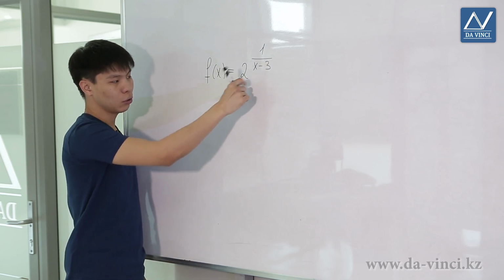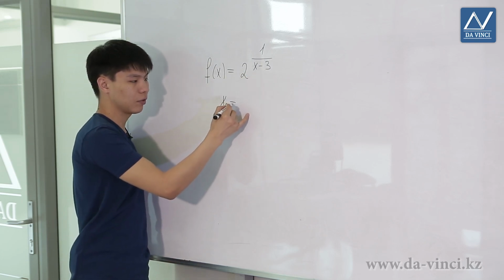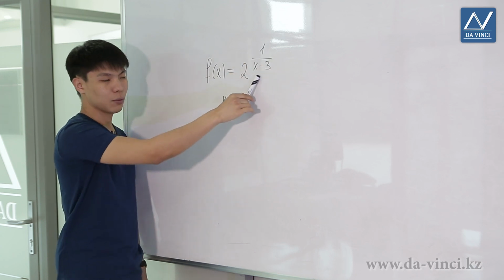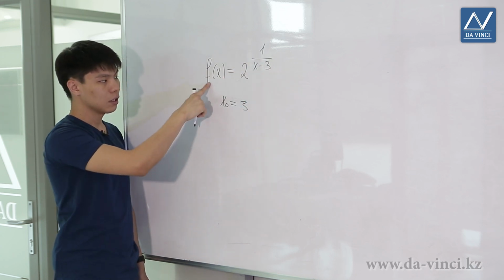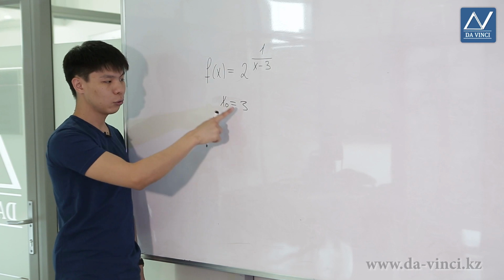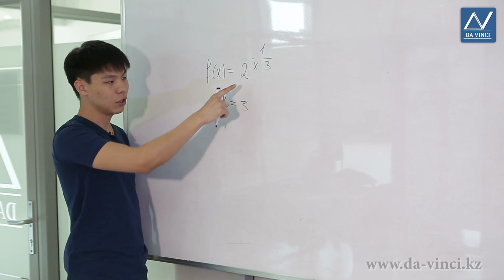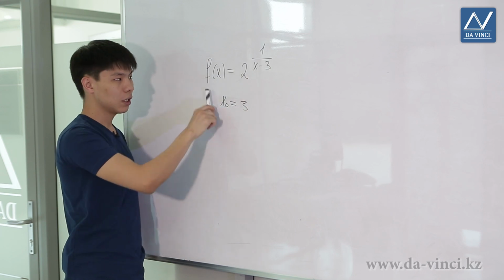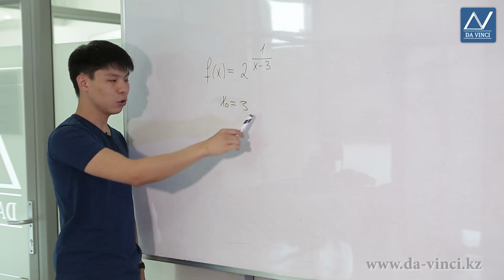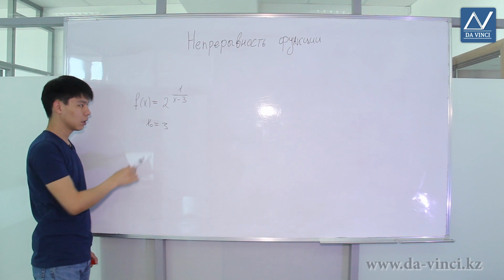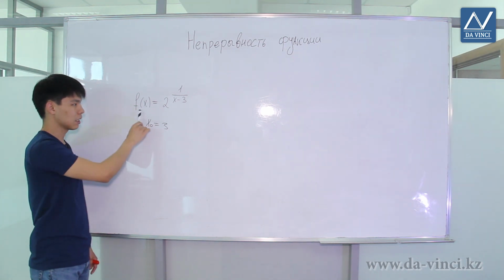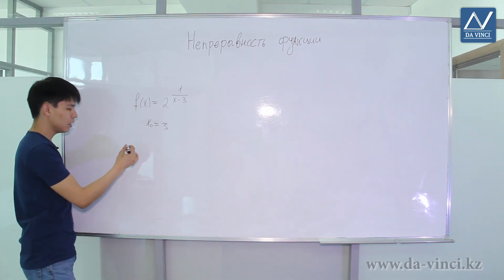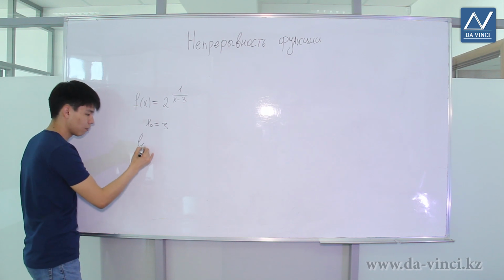It is obvious that we should investigate the point x0 equal to 3. In our case, it is bad. Just note that the function f of x at point 3 is not defined. We cannot substitute 3 into the function and calculate. There will be division by 0. The function is undefined and the function will definitely have a break at that point. Now let's explore what kind of gap we will get. To do this, we need to consider the left and right limits.